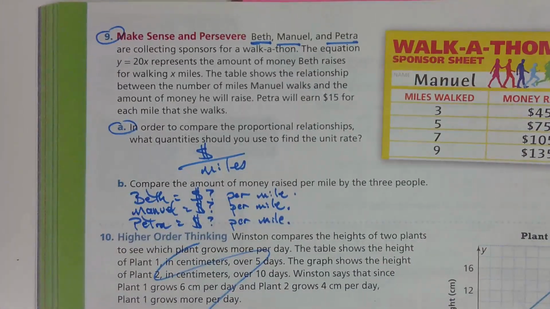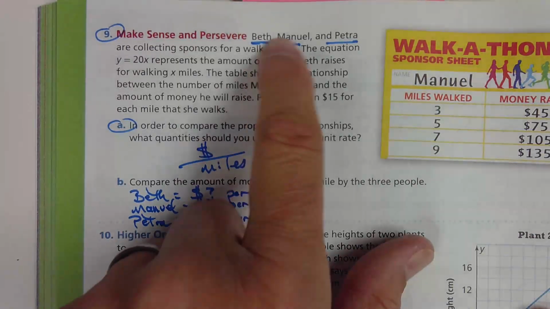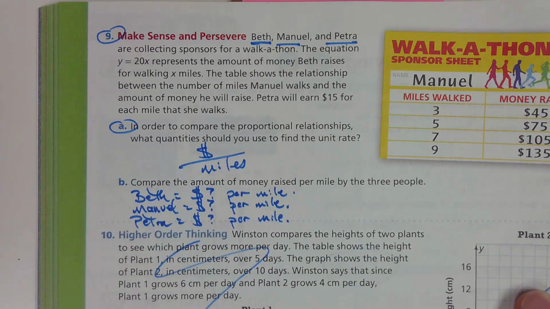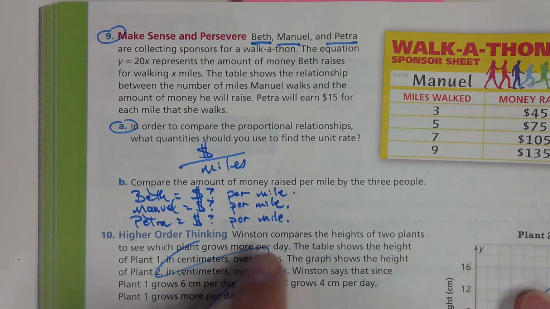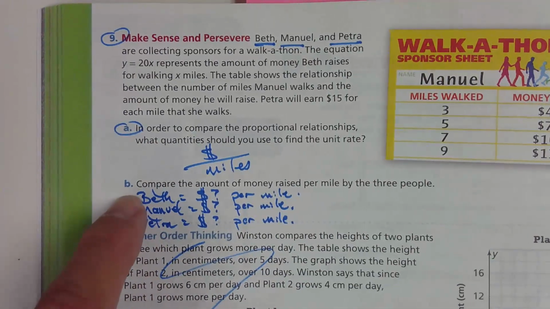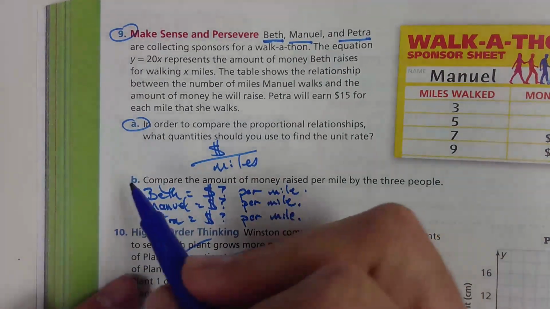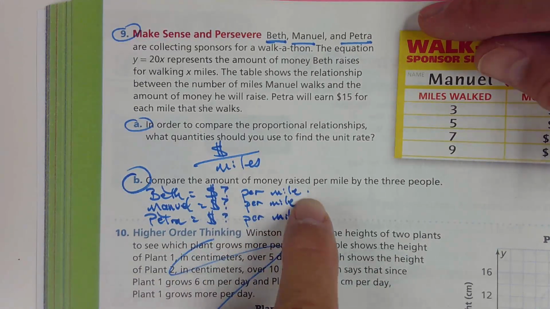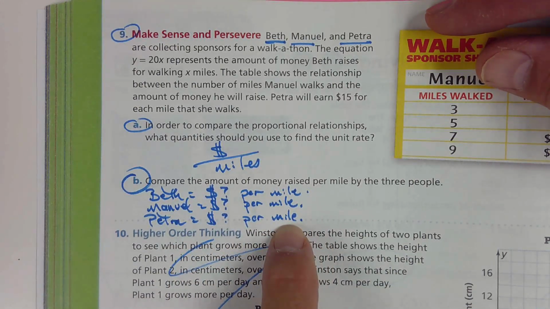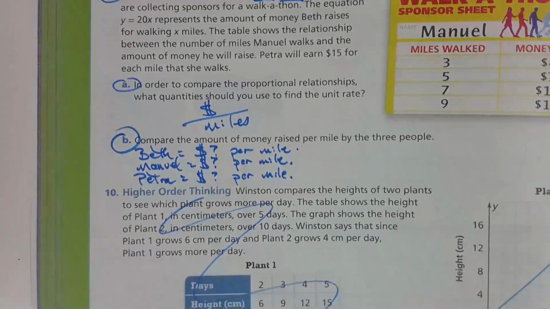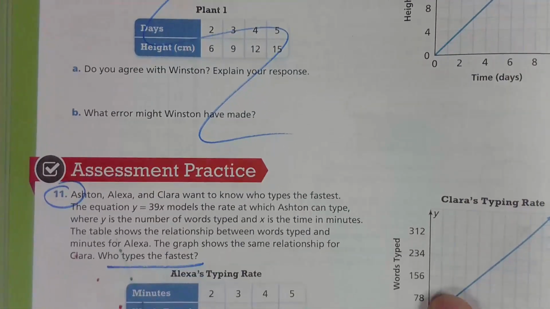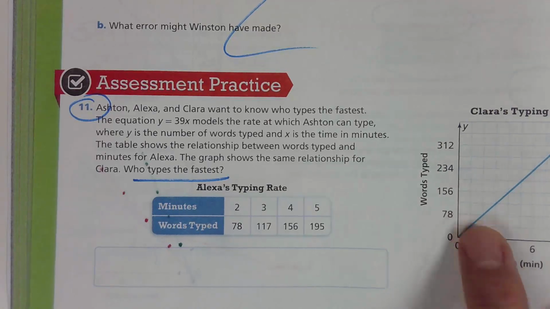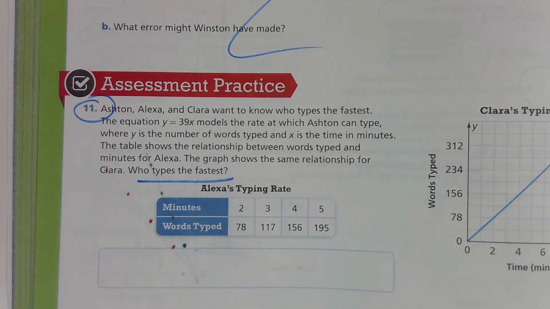Page 126. Number 9, showed that to you guys already. So these 3 individuals. I want you to do part A and part B. I didn't circle part B, but you're going to have to put down the three names and let me know how much per mile each one is making. Number 10, A and B, don't worry about that. 11, circle that one. And that's it.